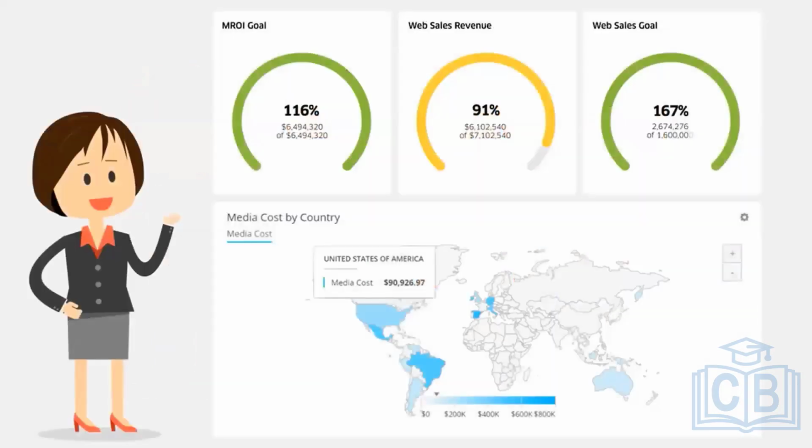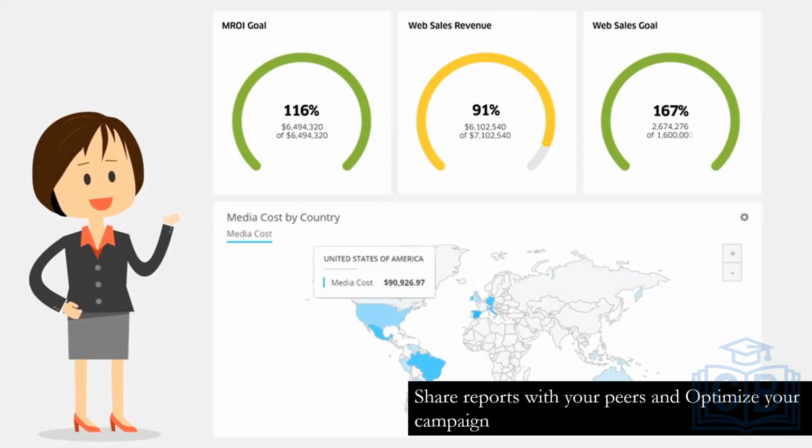Datorama has advanced visualizations. You can go ahead and look at your revenue, your sales goals, your ROIs. It has widgets which give you a geographical view, showing how your media cost or spend is spread across the various countries, continents, or whatever the targeted areas are. You can have the advanced visuals in Datorama. You can share reports with your peers, and you can optimize your campaigns, right?